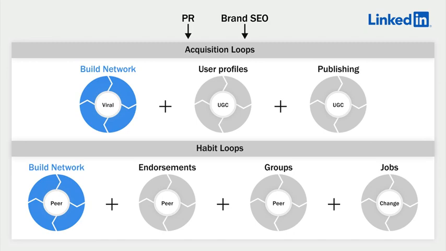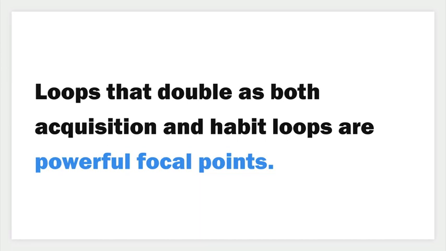The key point about this is when you find these, what we would call double loops, they're incredibly powerful focal points. That's because every improvement that you make to these loops not only improves the retention side of this loop, but also the acquisition side. So when you find these double loops, they tend to be the number one area that you can focus on to drive additional growth in your business.